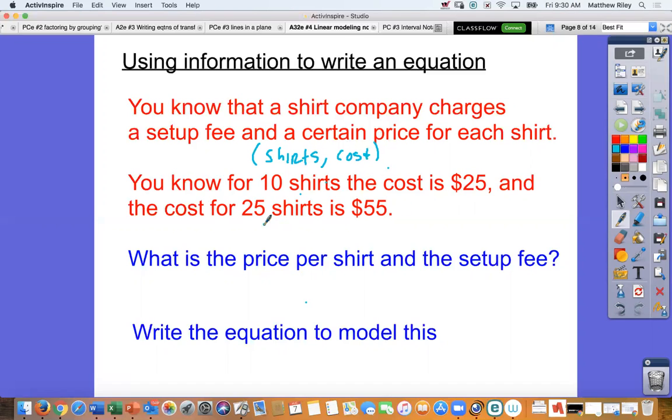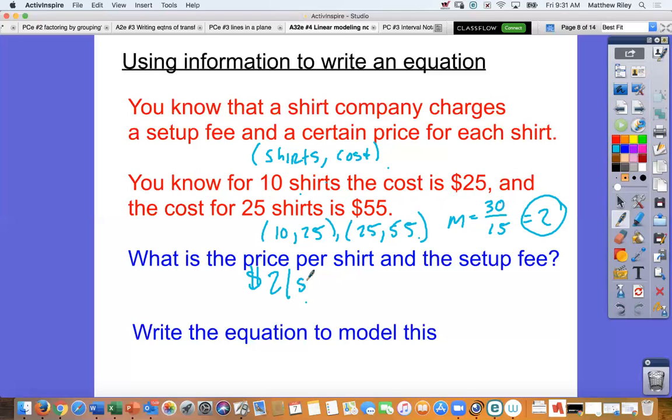So I can literally set up 2 ordered pairs. 10 cost me 25 and 25 cost me 55. And then it's the exact same thing. So find your slope. 55 minus 25 is 30. 25 minus 10 is 15. So my slope is 2. But what does that actually mean in the context of this problem? That's going to be your price per shirt. So it is $2 per shirt.